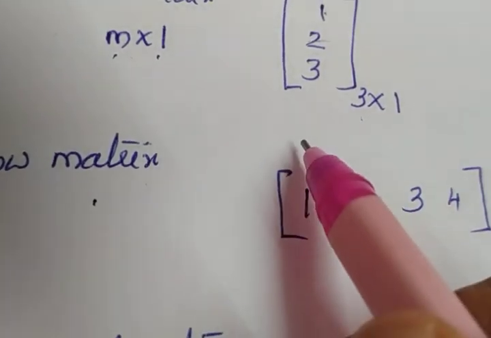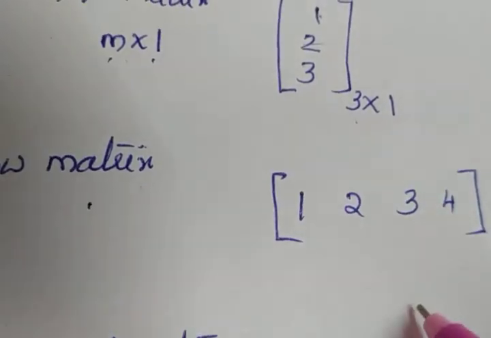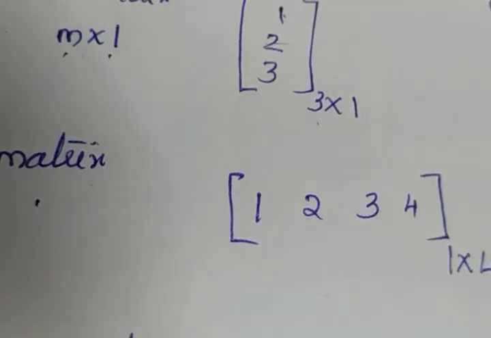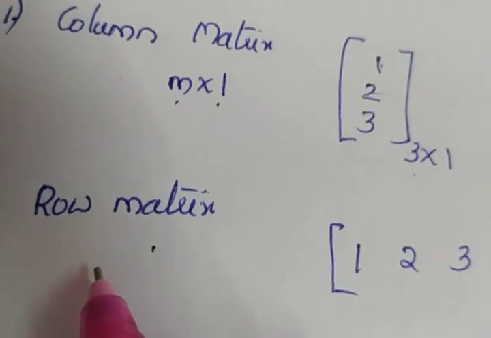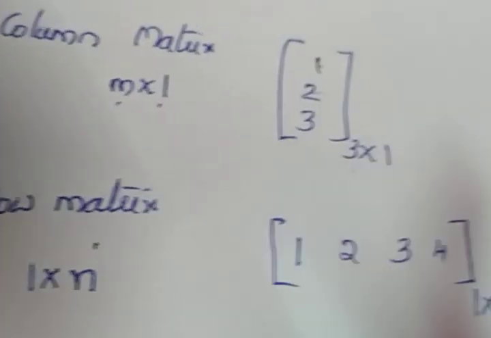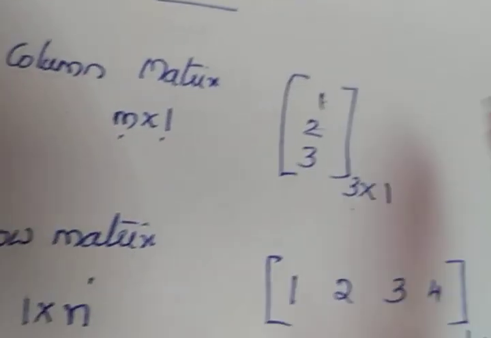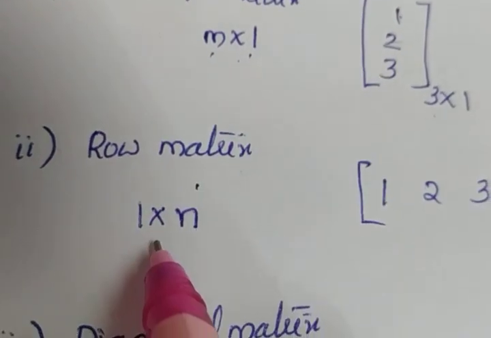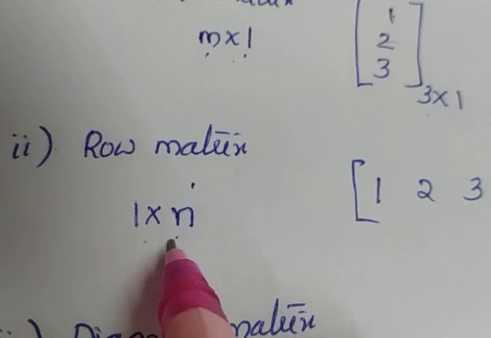How many columns are there? First column, second column, third column, fourth column. So one row and 4 columns. So in general, the order of a row matrix will be of the form 1 by n. In general order of a matrix, we are taking as m by n. That is the reason why we are taking column matrix order as m by 1 and a row matrix order as 1 by n.